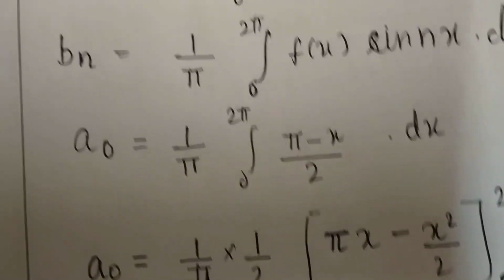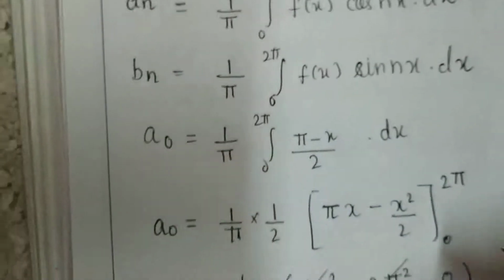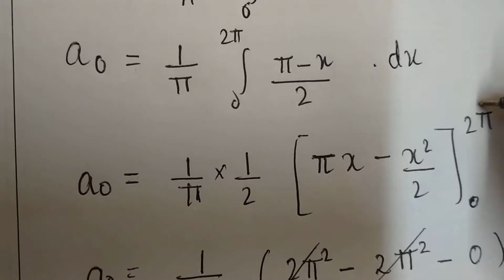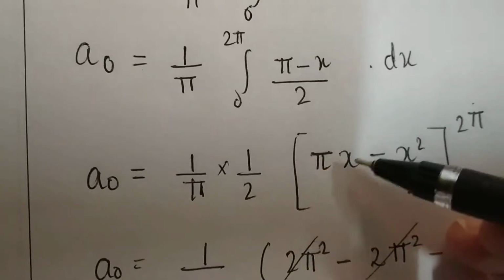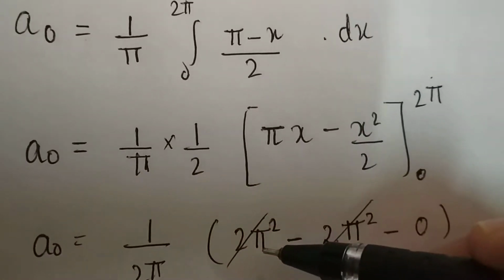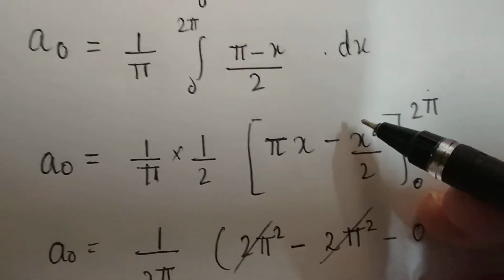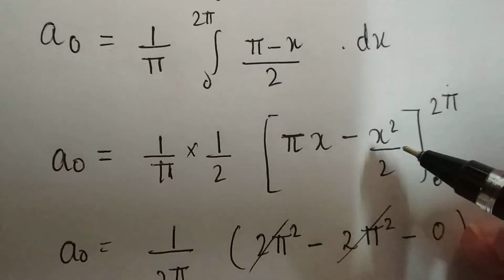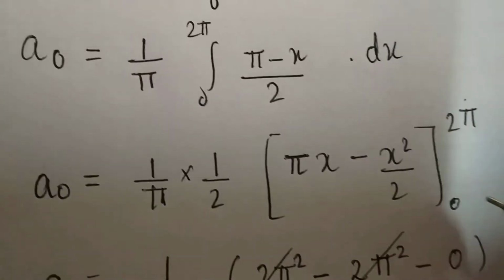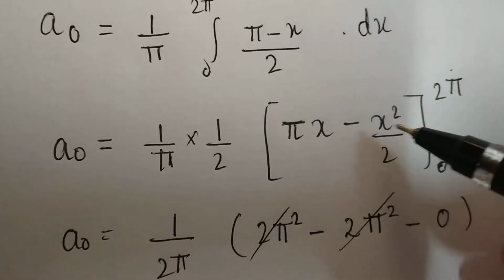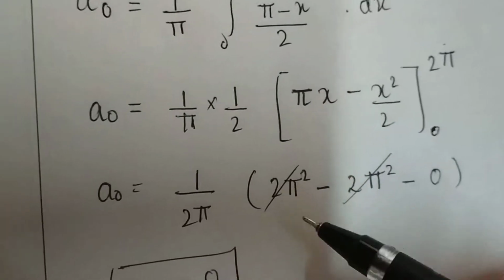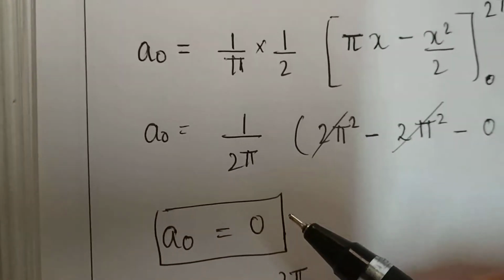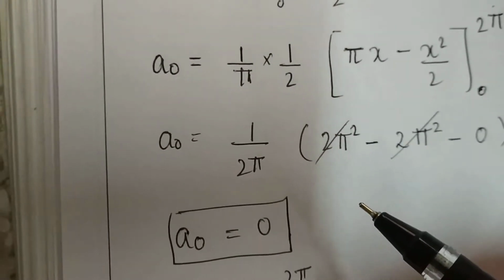Now let us substitute the limits in this expression. It is 1 by 2 pi, and when you substitute 2 pi in place of x here, it will become 2 pi square, and minus, when you substitute 2 pi in place of x square, it will become 4 pi square divided by 2, that is nothing but minus 2 pi square. And when you substitute 0 in place of both the x's, it is 0, so it is minus 0, and 2 pi square minus 2 pi square is 0. So our a0 now is 0. Similarly, let us find an.